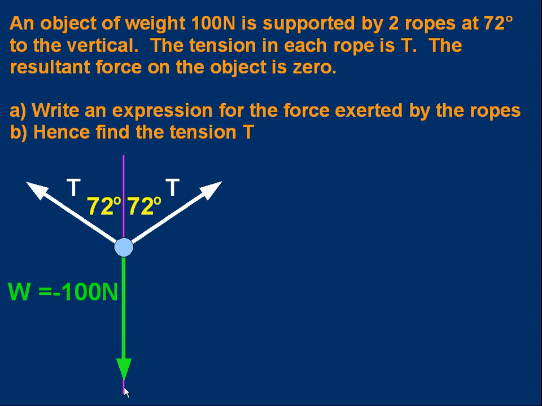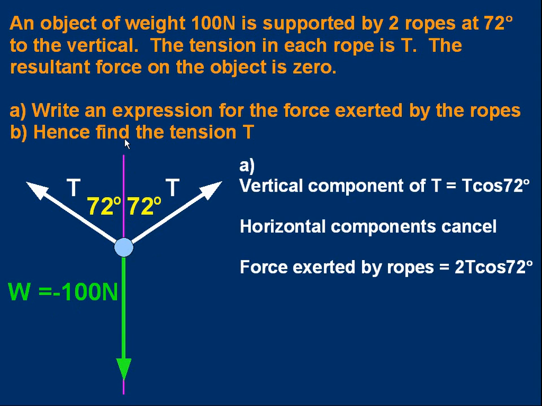The weight is downwards, so we should really mark it as minus 100 newtons downwards. Two ropes with tension T and an angle of 72 degrees. Notice this is symmetrical about the vertical axis. That's very important. It will simplify the problem. Symmetry often simplifies problems. Let's answer the first question. Write an expression for the force exerted by the ropes.